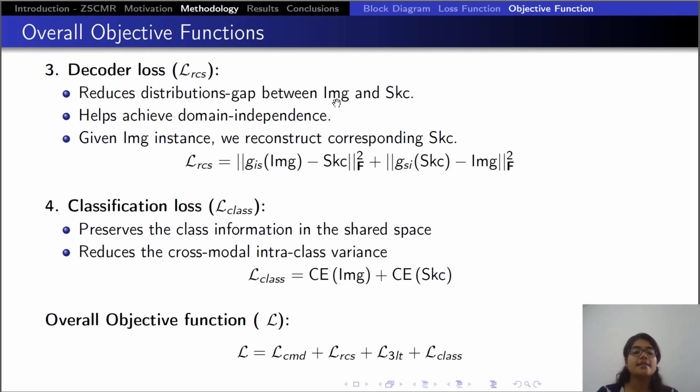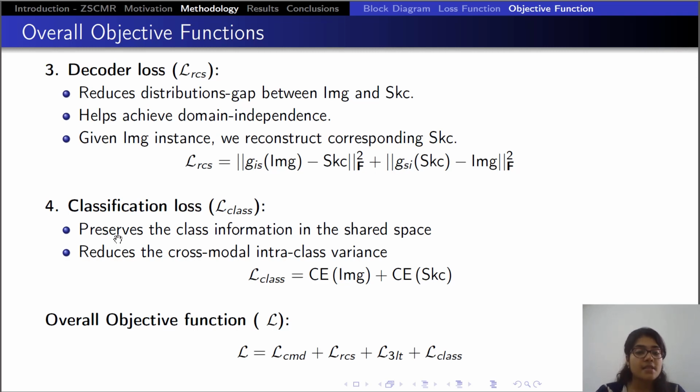So the idea is, given an image instance, we reconstruct the corresponding sketch instance. G is basically a decoder function, where given the decoder of an image, which is supposed to be a sketch sample, we try to bring it near to a sketch sample. Similarly, the decoder of a sketch, we try to reconstruct it as near to an image as possible, that minus image. So the sum of these two gives us the decoder loss. Essentially, the decoder loss helps us to achieve domain independence.